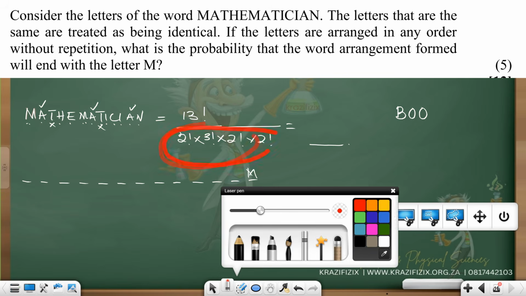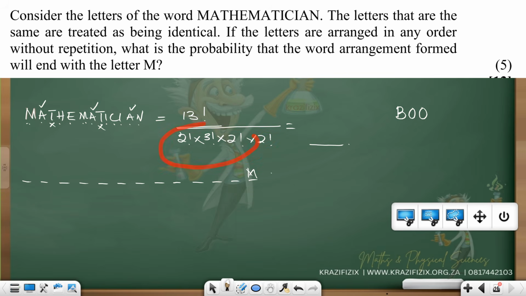Same page? Lovely. Okay. So M is here. 1. How many letters will I have playing around? There are 13 of them. I have already fixed M there. So what will I have here? 12 letters. Followed by 11. Followed by 10. Followed by 9, 8, 7, 6, 5. Do you see a factorial there? Do you see that that's 12 factorial? Okay. 12 factorial times 1.